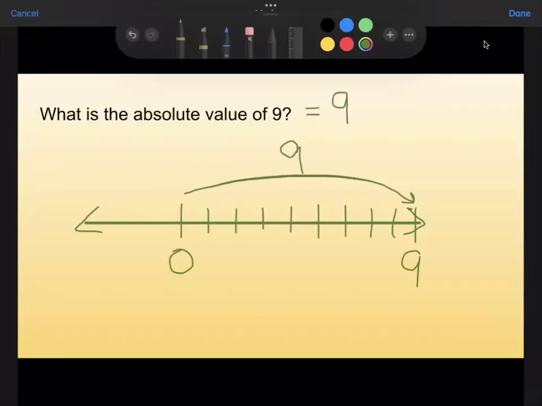I would also get the same if I was being asked what is the absolute value of -9, because that would be 9 units out this way. We'll just place it out here, -9, but that is also 9 units away from 0. So the absolute value of -9 also equals 9.